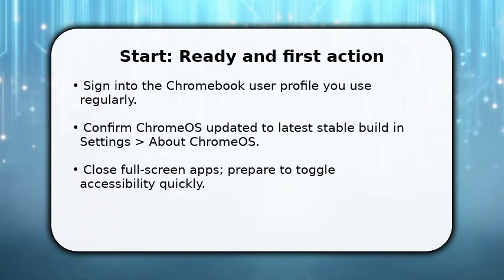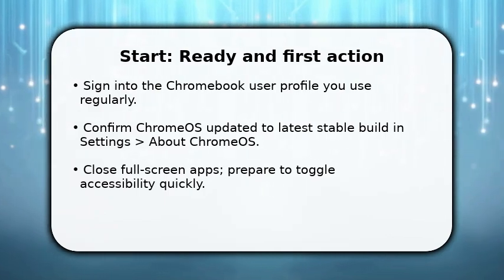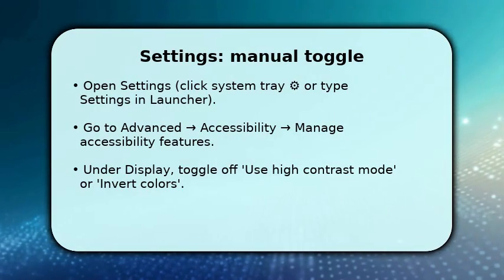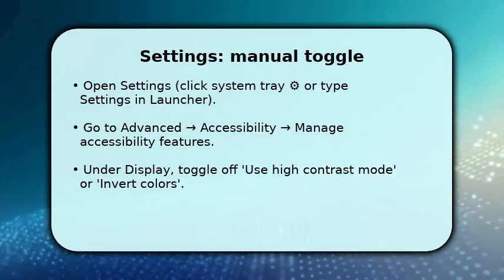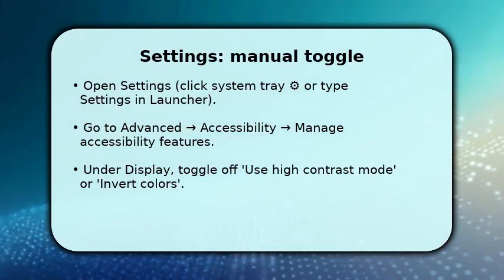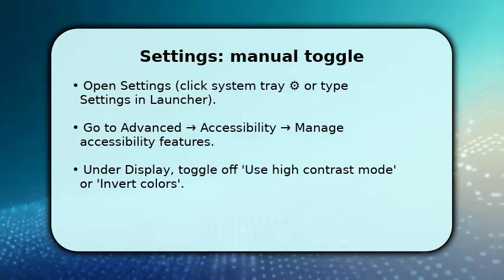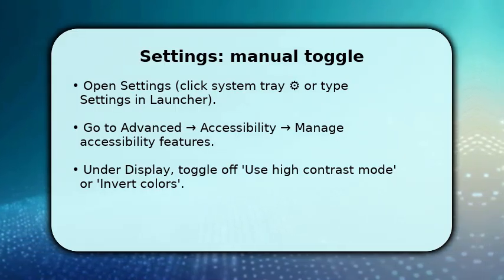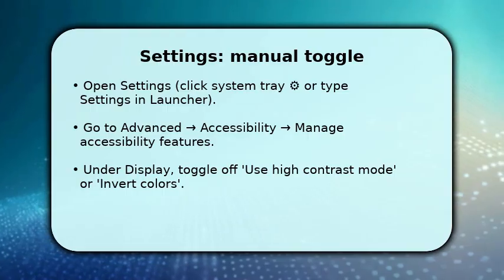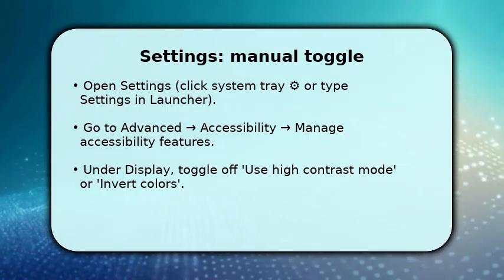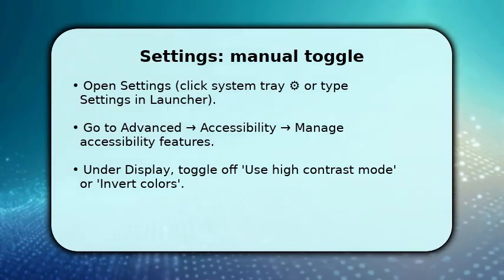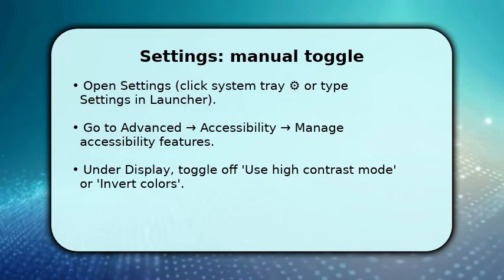If the shortcut didn't help, open Settings and go directly to Advanced then Accessibility. Once there, select Manage Accessibility Features and scroll to Display. Turn off Use High Contrast Mode or Invert Colors. Depending on your Chrome OS version, the label varies. Doing this via Settings ensures the change persists across sessions, whereas a shortcut can be temporary.